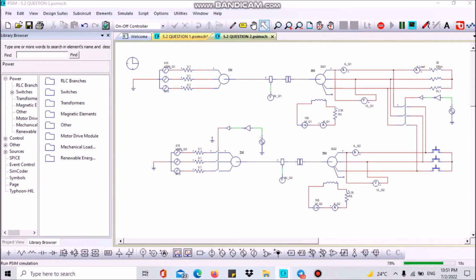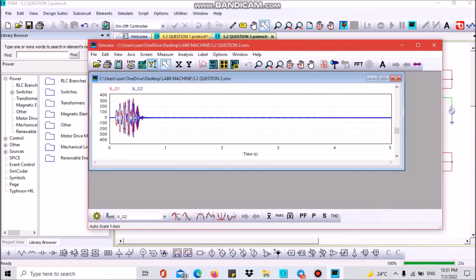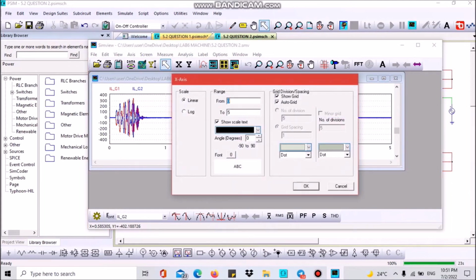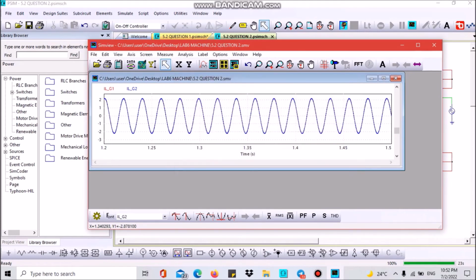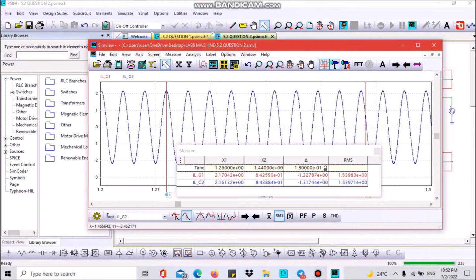After that, this is the parallel circuit. We need to find the line current waveform of synchronous generator 1 and 2 after parallel. And this is the waveform after parallel SG1 and SG2. We can see that they have the same value of ILG1 and ILG2. So we can see the difference between a parallel circuit and a series circuit.